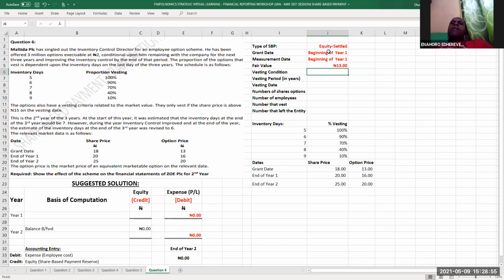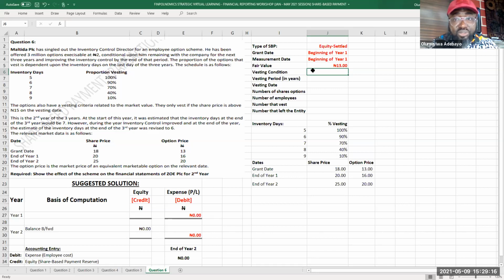The option price is the market price of an equivalent marketable option on the relevant date. So that is what is there. So the grant date, they say the option price was 13 naira. Yeah, and because you don't measure equity outside the initial recognition. Okay, vesting condition, that's where we are now.